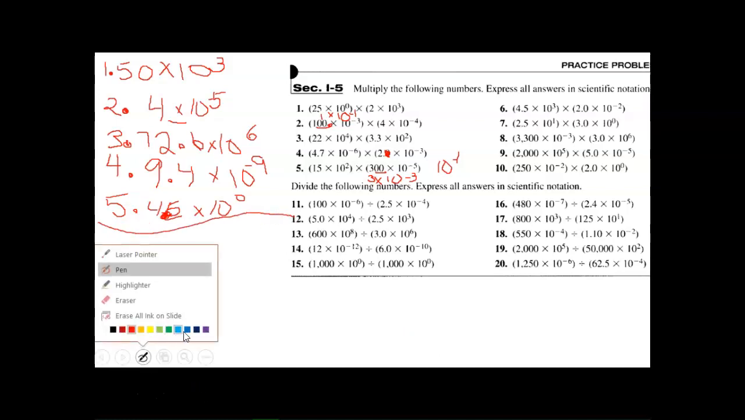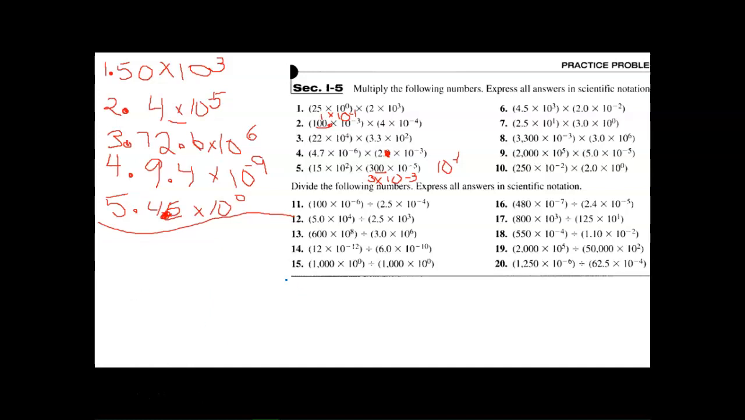Let's switch to a different ink color. Go blue. All right, so now division. Let's see what we can do to make these a little bit easier. Now for number 11, there's a couple of different ways I can modify this. The very first one I'd rather do is move that 2.5 into 25. So this would mean that I'd move it back one more place. I would get 25 times 10 to the -5.